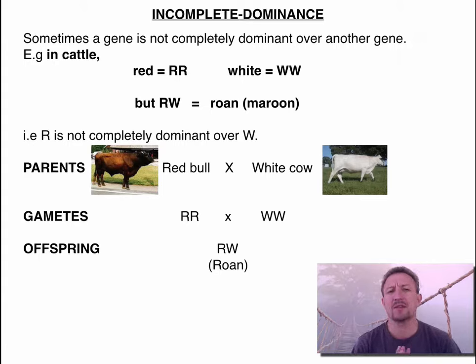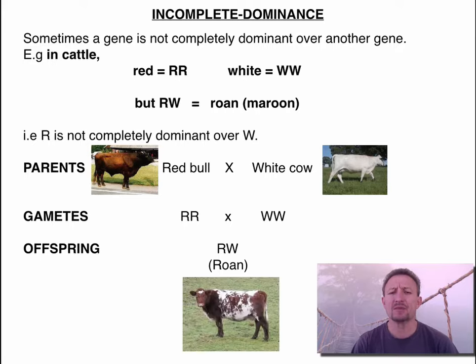Now you may say to yourself, well, why didn't we put a capital R with a little r? The reason is that both the alleles are dominant. So you get one dominant meeting another dominant, and when we cross them to produce this heterozygous individual, it's going to be a roan colour, or this maroon sort of cow.